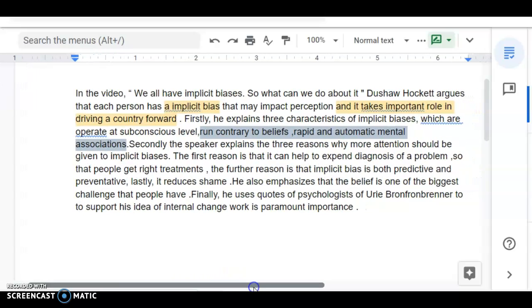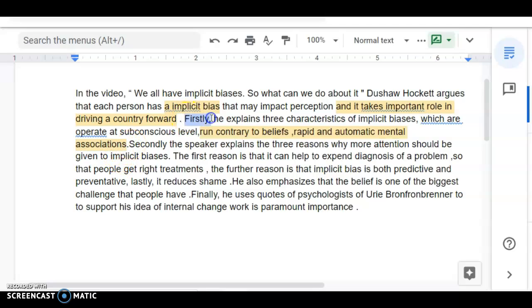So you'll say something like, The speaker discusses three characteristics of implicit biases, full stop. Firstly, biases operate at the subconscious level, full stop. Or semicolon is also okay. Full stop. They run contrary to our stated beliefs, and just expand a little bit, right? And third, they are triggered by rapid and automatic mental associations. Explain a little bit in your own words, and in this way we can see clearly what these characteristics are. Okay.